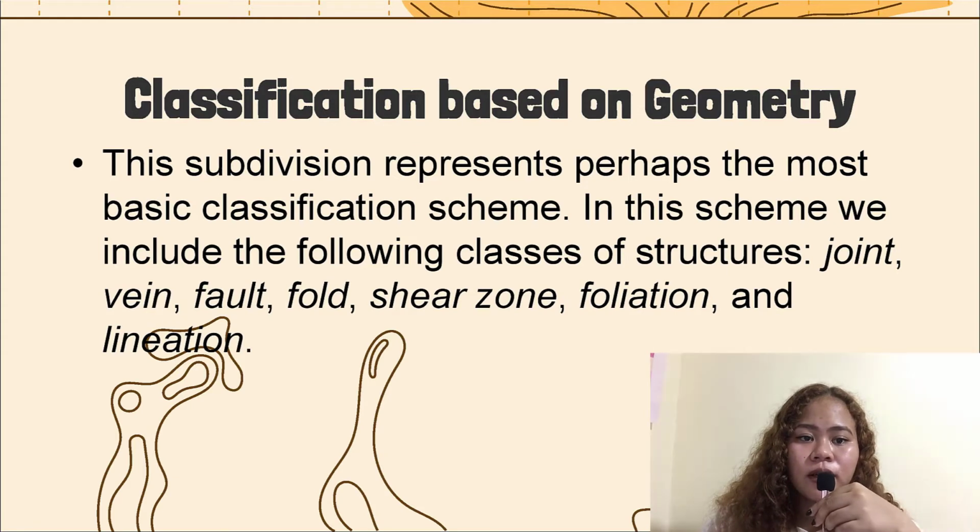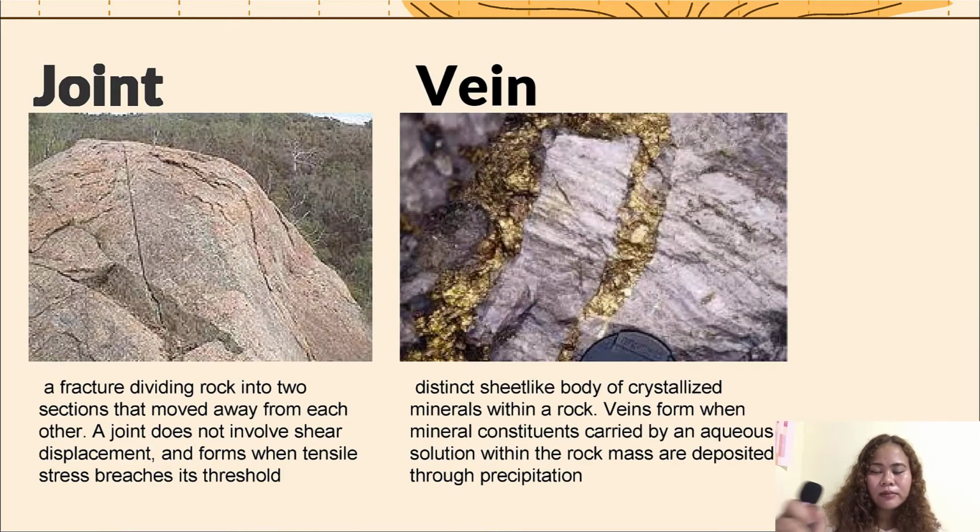This subdivision represents perhaps the most basic classification scheme. In this scheme, we include the following classes of structures: joint, vein, fault, fold, shear zone, foliation, and lineation. Now let's talk about the joint.